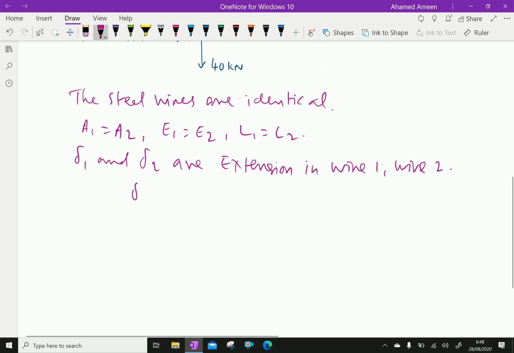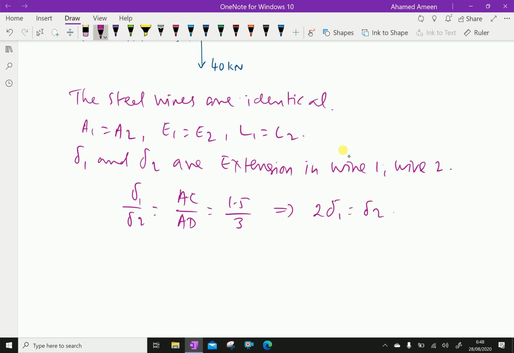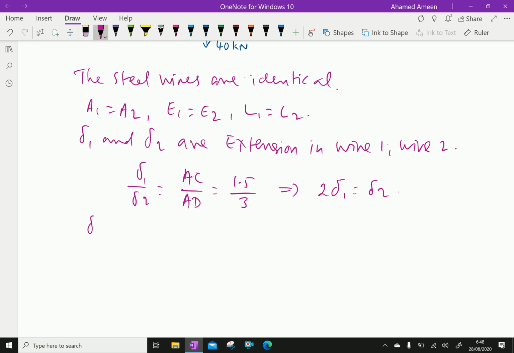By similarity of the triangle, delta 1 by delta 2 equal AC over AD, 1.5 over 3, which gives 2 delta 1 equal delta 2. Now we know that extension delta 1 is PL by AE.